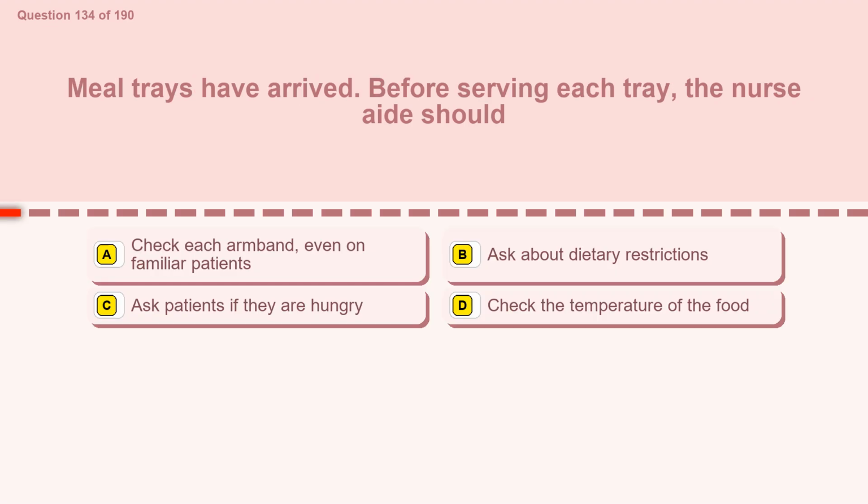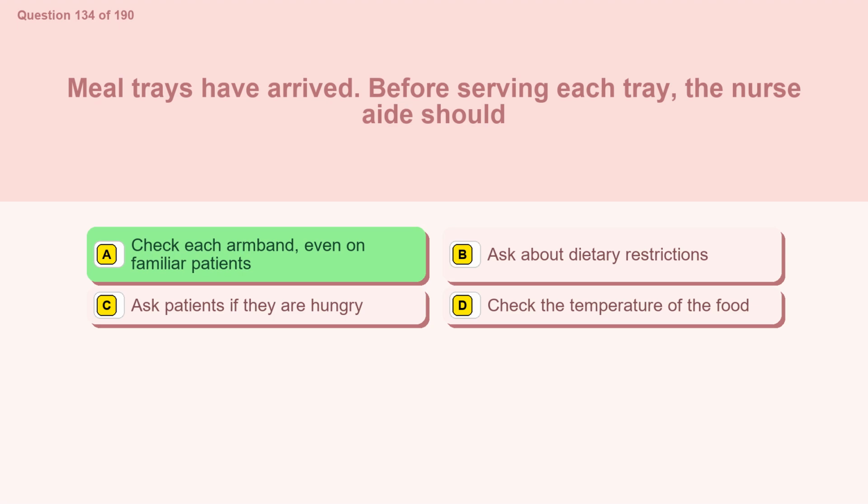Question 134. Meal trays have arrived. Before serving each tray, the nurse aide should: Option A, check each armband, even on familiar patients. Option B, ask about dietary restrictions. Option C, ask patients if they are hungry. Option D, check the temperature of the food.